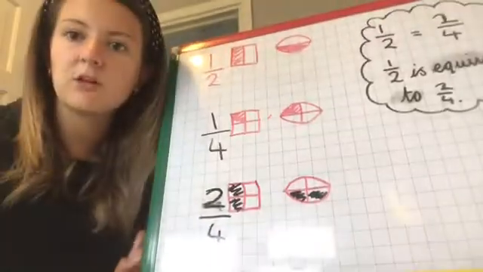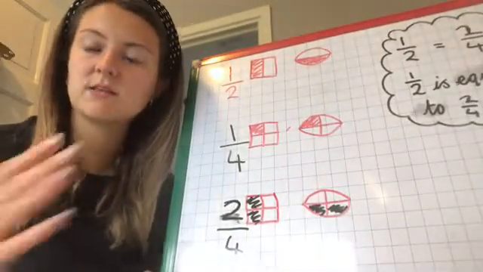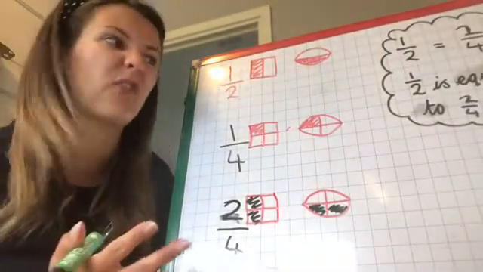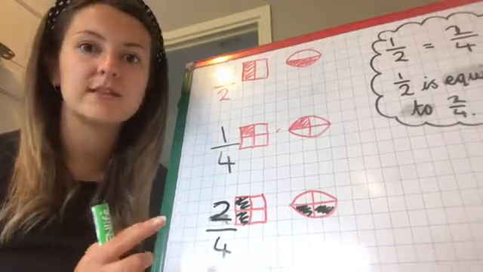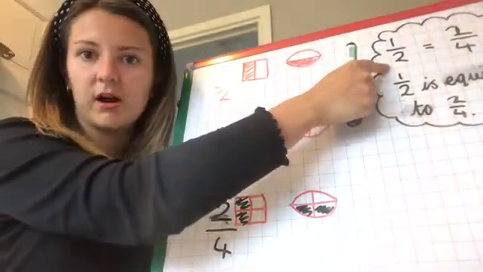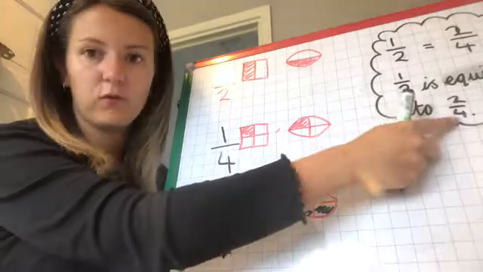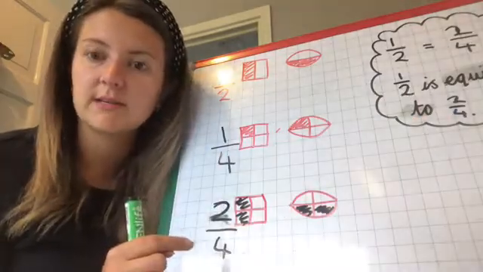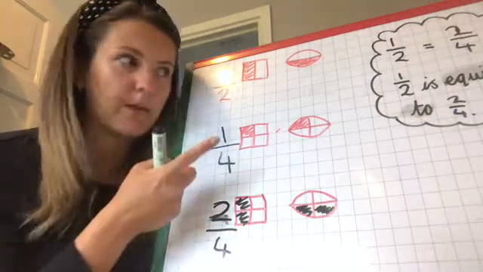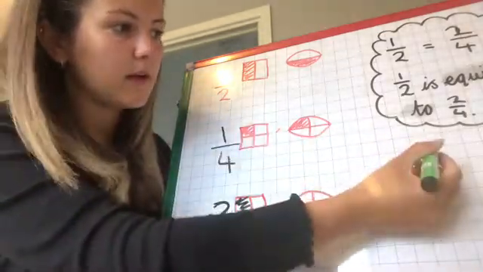So sometimes you might be asked to show 2 quarters and sometimes you might be asked to show a half, and that's fine. All it's saying is that the whole is cut into 2 pieces for a half and the whole is cut into 4 pieces for 2 quarters. But you can use your brain to help you. So here's an example.